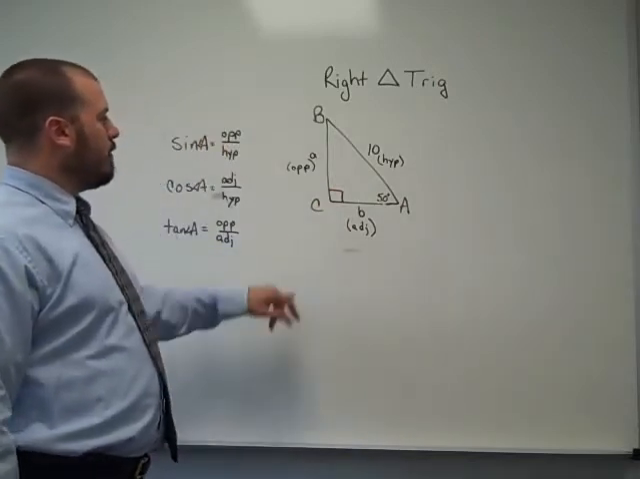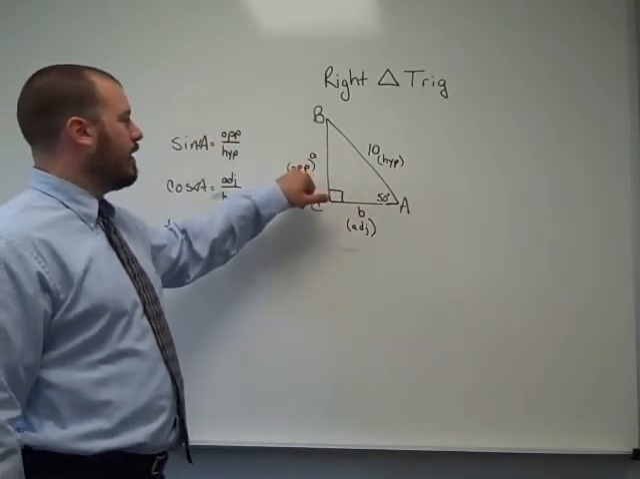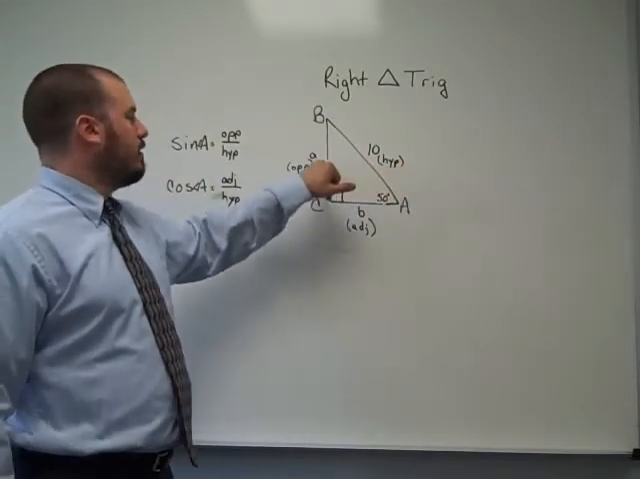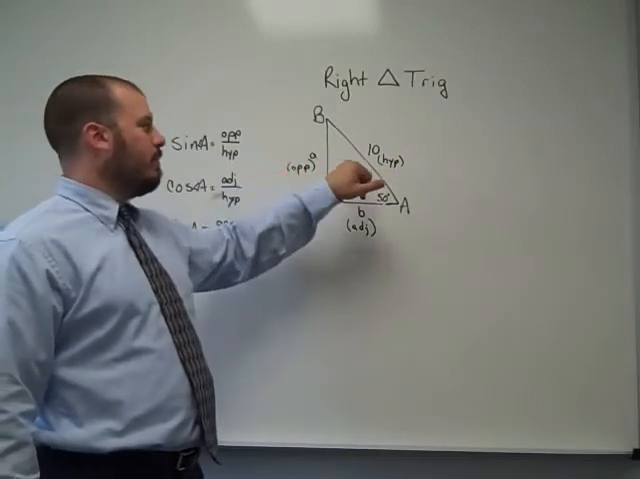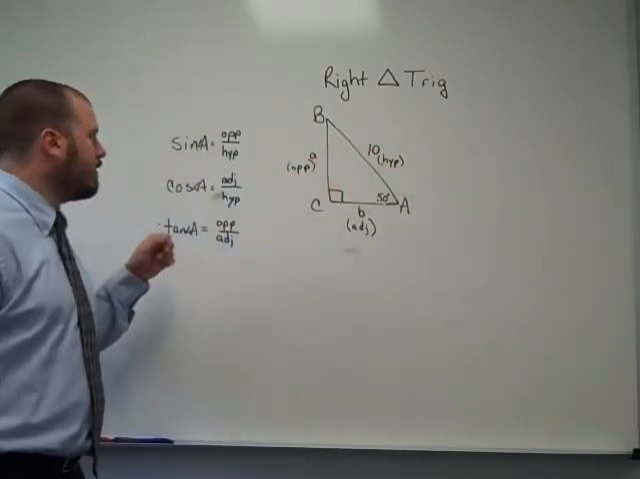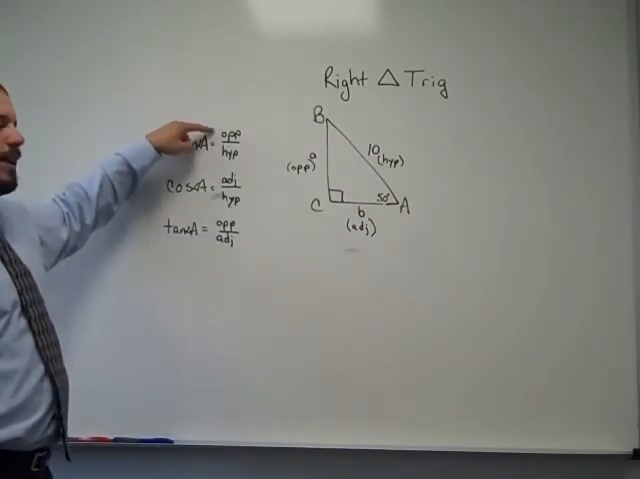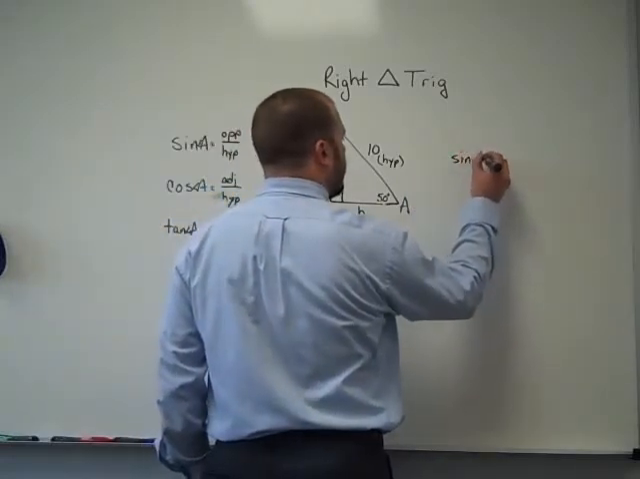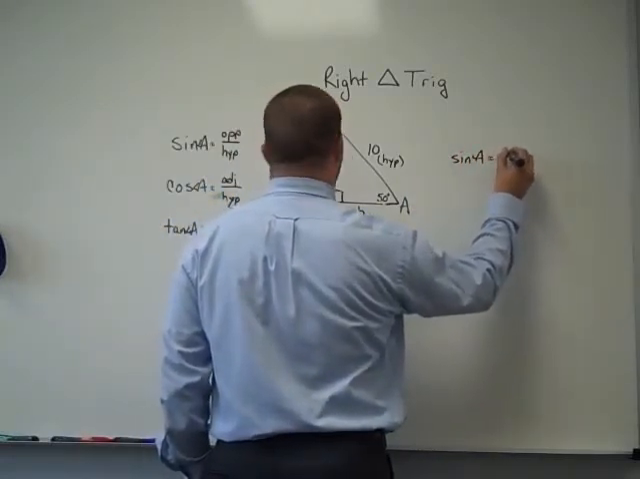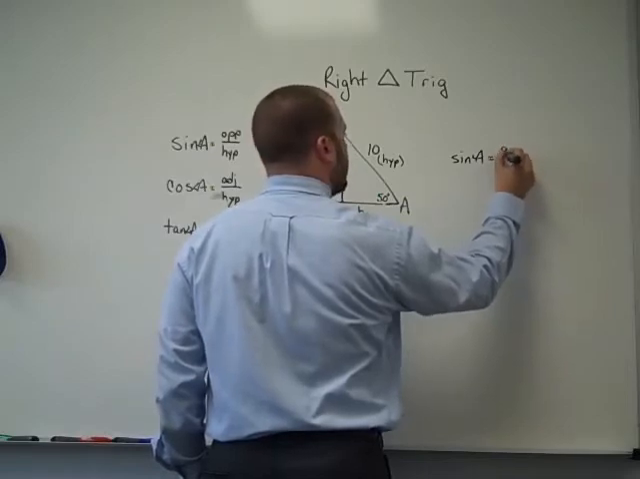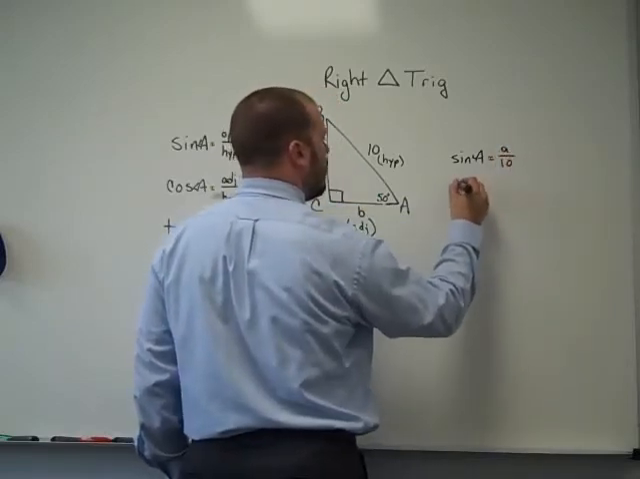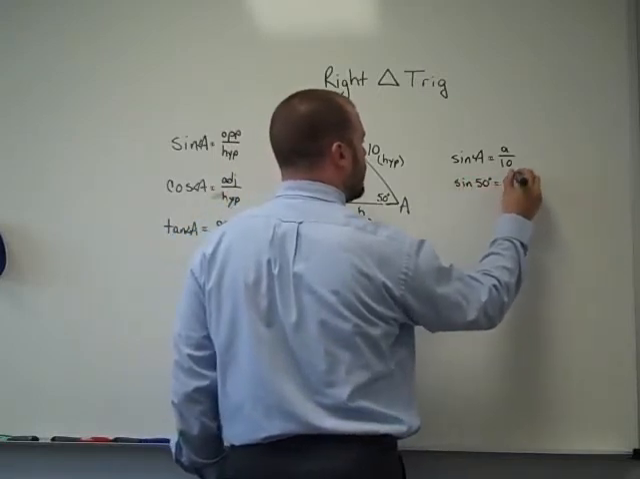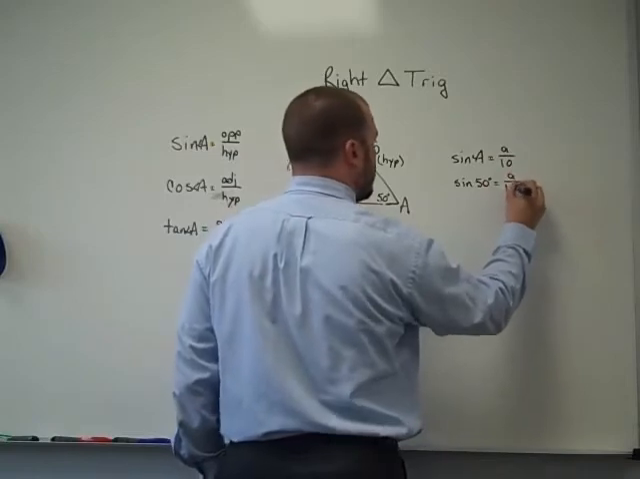Alright, so if I wanted to solve for A, the side opposite of angle A, I need to look at also what I know, and that's the hypotenuse. So I'm looking for the side opposite. I know the hypotenuse, and I look at my three functions. Sine uses the side opposite and the hypotenuse. So I can say the sine of angle A is equal to A over 10. Now angle A is 50 degrees. So the sine of 50 degrees is equal to A over 10.